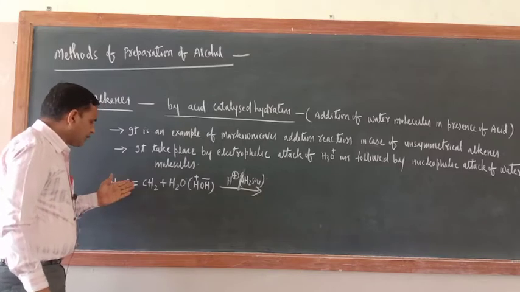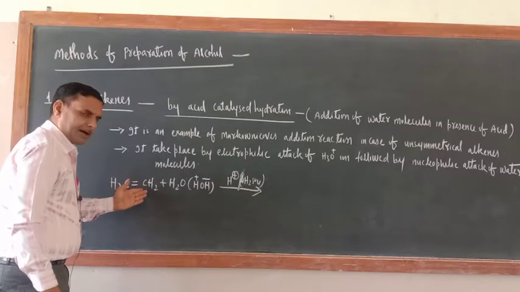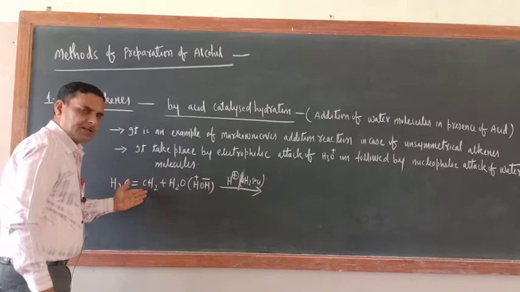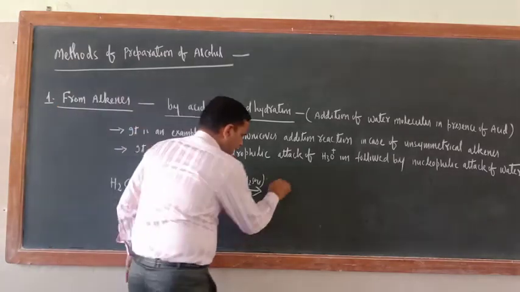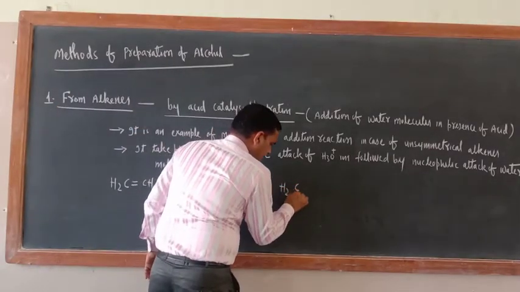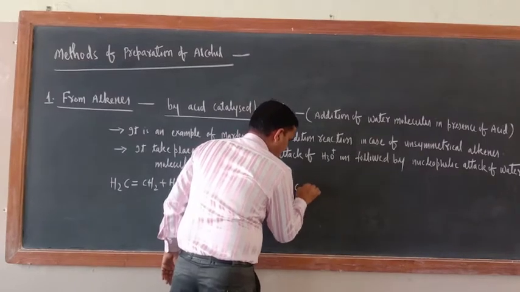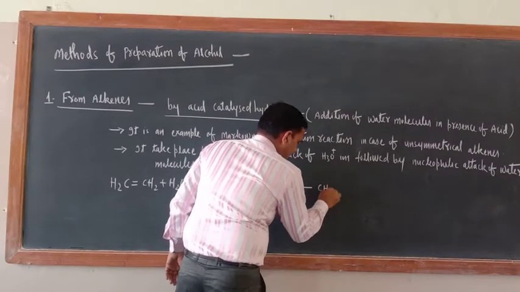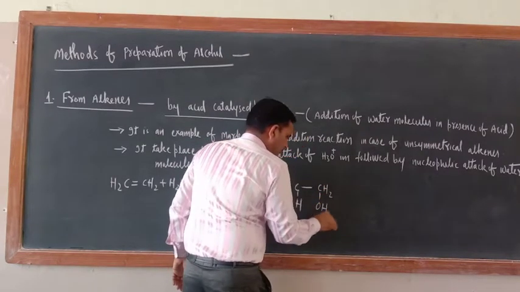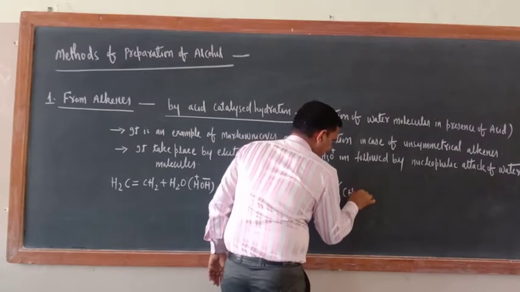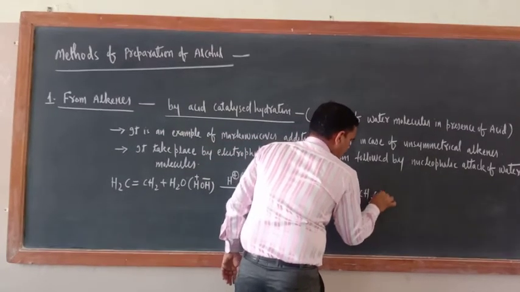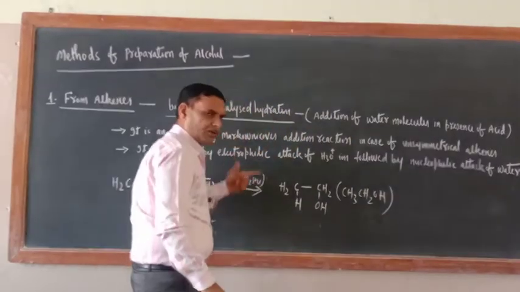With any carbon you can add H, and with any carbon you can add OH. So what is the product here? The double bond would be broken, H2C-H and CH2OH. So this can be written as CH3CH2OH. You have got alcohol.